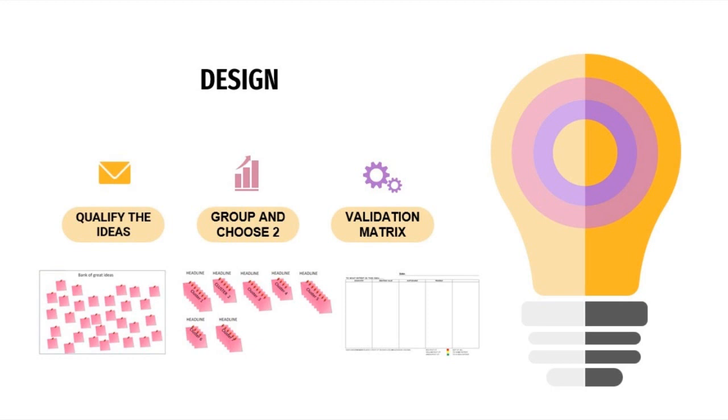Now it's time to choose the best of the 2 ideas. The validation matrix is going to be used for choosing the best idea. Depending on it, we choose the best idea ever.